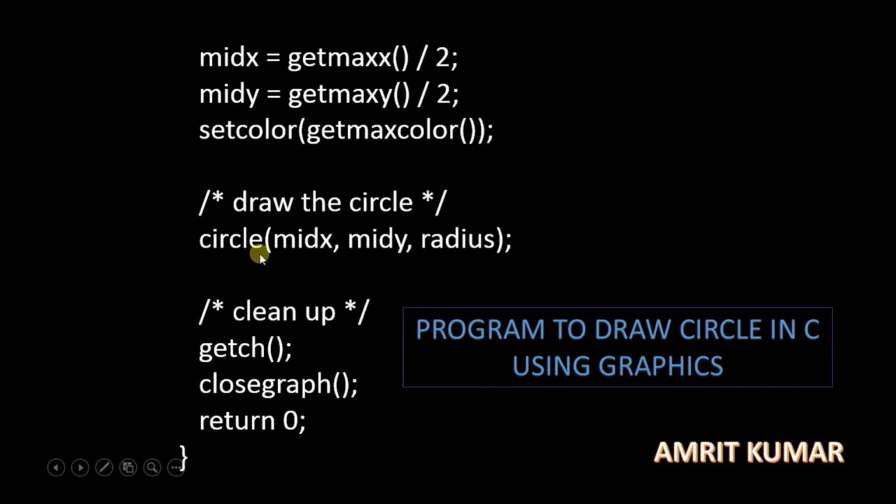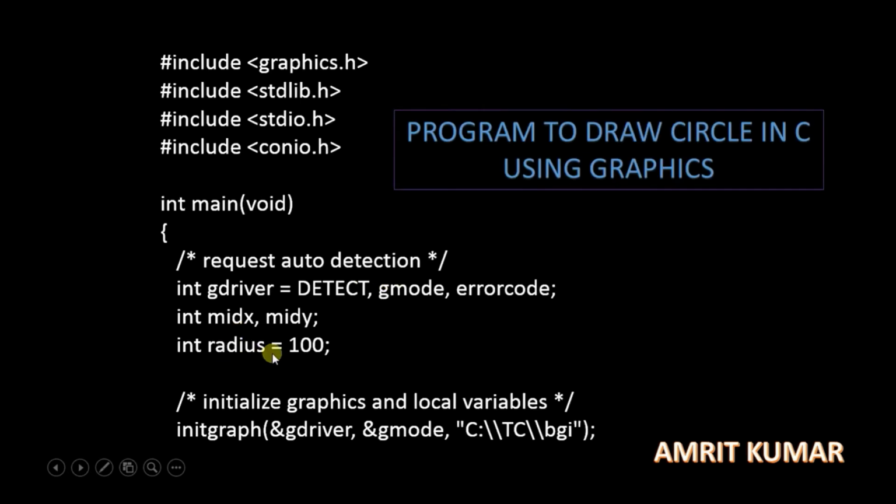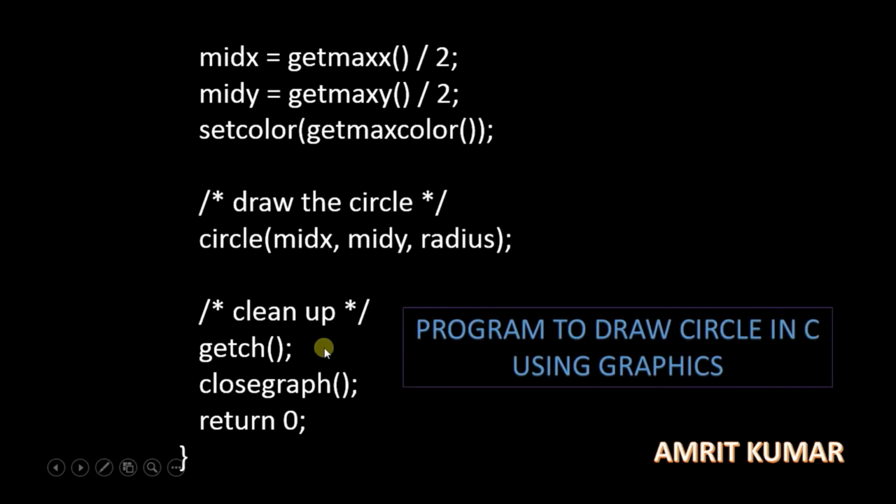Okay. After then, I am using the circle function. You can see here. So whatever the value midx contains is going to be placed here, and whatever the value midy contains is going to be placed here. And this is the radius I have declared earlier here, 100. So this is our circle function, and all the variables midx, midy, and radius have been filled in. So it will draw a circle onto the screen.